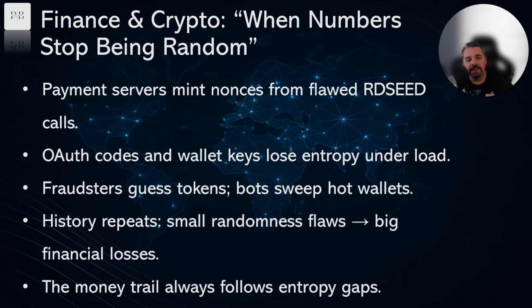If that sounds distant, think again. The same type of entropy is behind your online banking app's tokens, your mobile payment approvals, even the QR codes you scan to send crypto. When that randomness isn't random, trust collapses from the inside out.